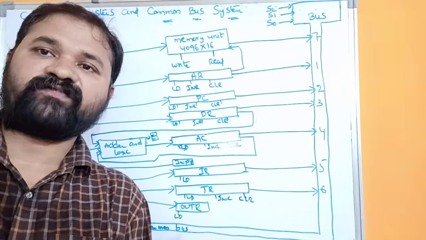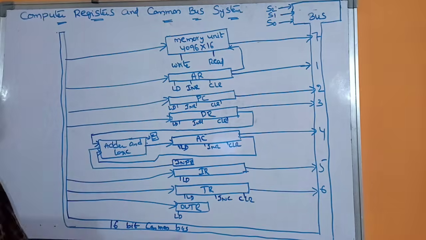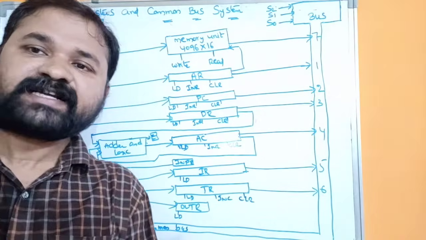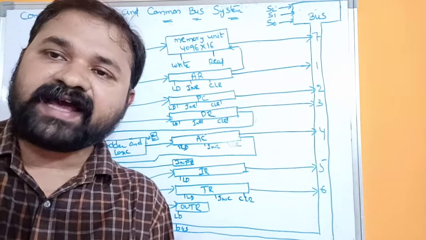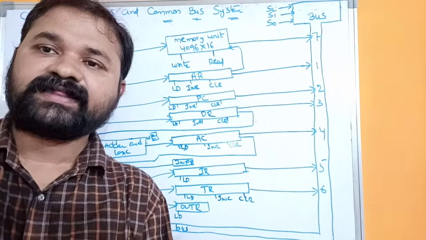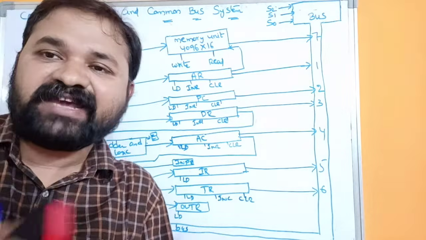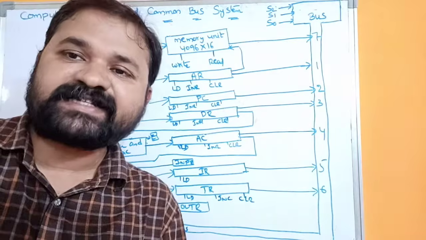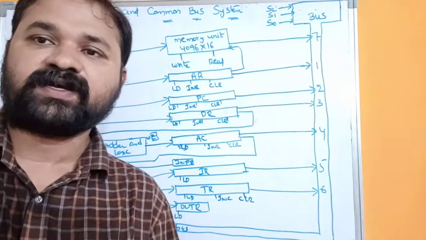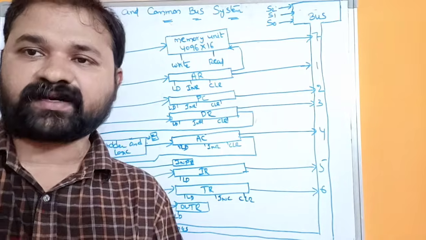In this video, we are going to discuss computer registers and the common bus system. Registers are mainly useful for storing data. If the data resides in a register, then the CPU can access the data faster than if the data resides in main memory. Why? Because registers are very fast. The CPU can access the contents of a register quickly.